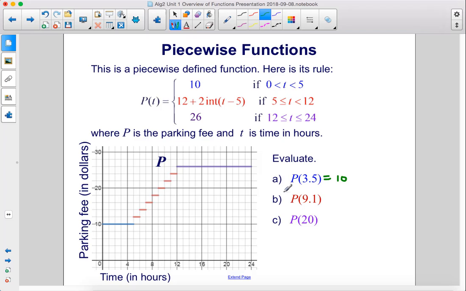An even easier way to do it is just to look at the graph. So here we have a t value of 9.1. So we'll go down here and we see 9.1 is right there. We go up and we see that we're at 20. All right, and then for p of 20, we can go over to 20, go up and see that we're at 26. And you could also look here instead. 20 has a t value that's between 12 and 24, and the answer is 26. All of our answers are correct.